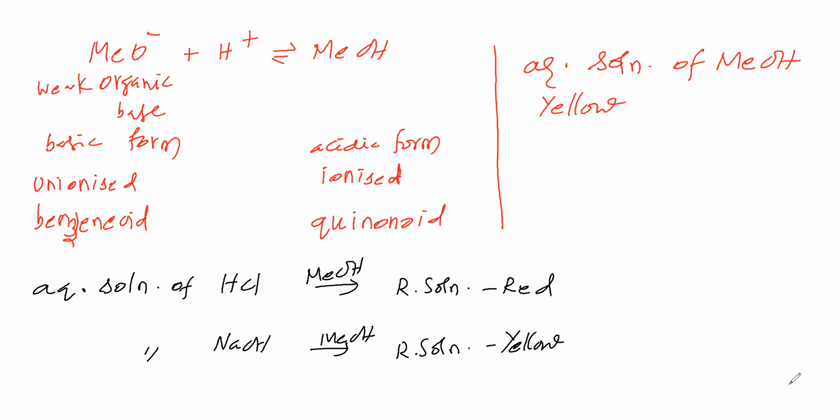How is the indicator giving color? Is it depending on pH or not? That we have to see. Okay, sir. First we will see about the indicator equilibrium constant. Then we will come to that point.